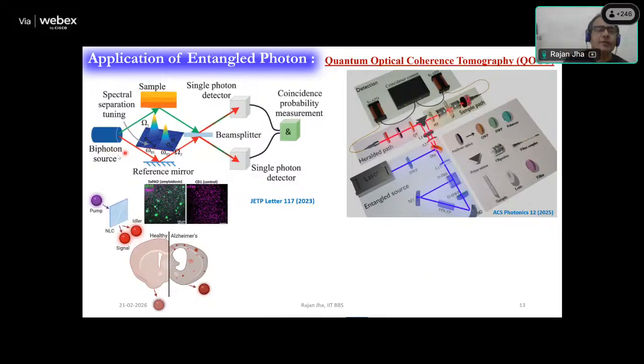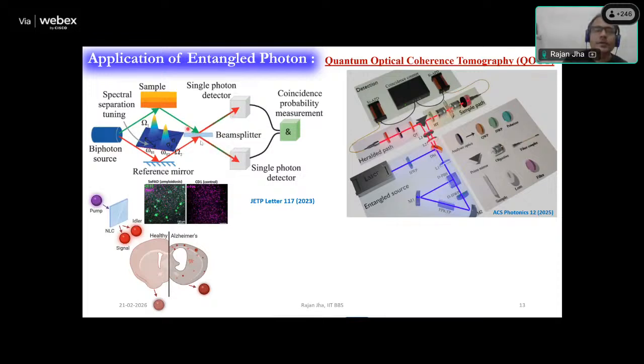Again, you have a biphoton, and whatever the sample you have, you basically have one arm as a reference arm. It goes to the single photon detector. Then you have a sample arm, which is the one you are interested in scanning. And then again, these come to the beam splitter.